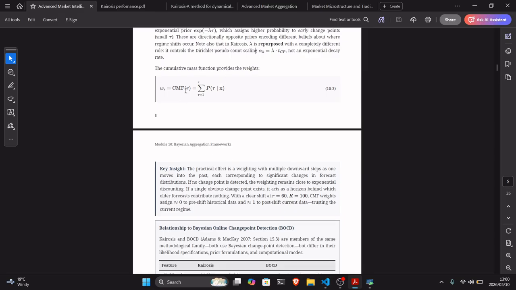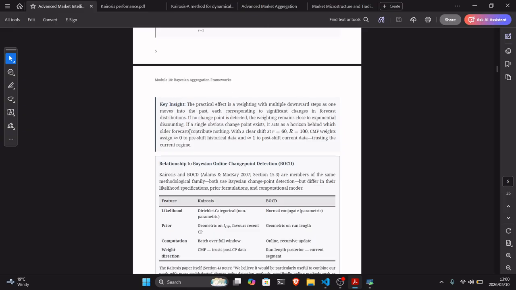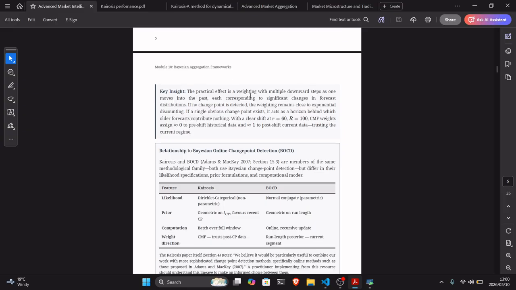W sub r equals CMF of r equals the sum of the probability of tau, assuming x, where tau indexes from 1 up until r. Key insight: the practical effect is a weighting with multiple downward steps as one moves into the past, each corresponding to significant changes in forecast distributions. If no change point is detected, the weighting remains close to exponential discounting. If a single obvious change point exists, it acts as a horizon behind which older forecasts contribute nothing.